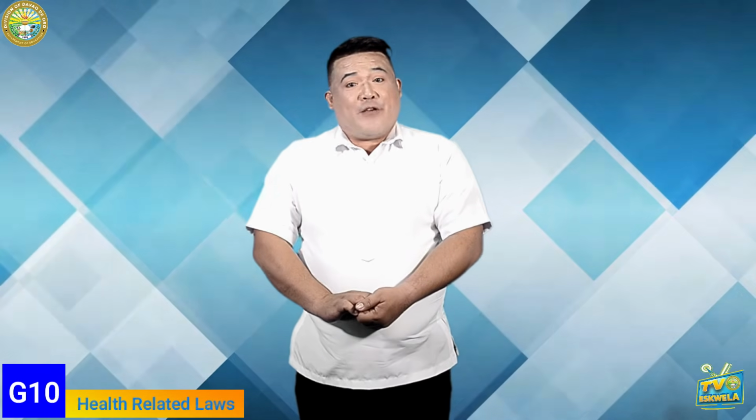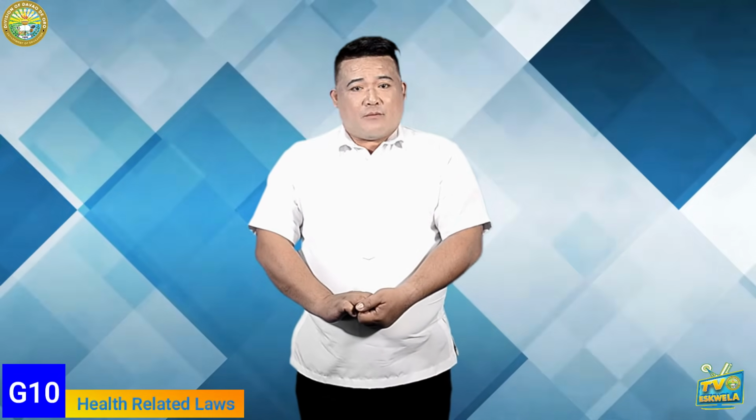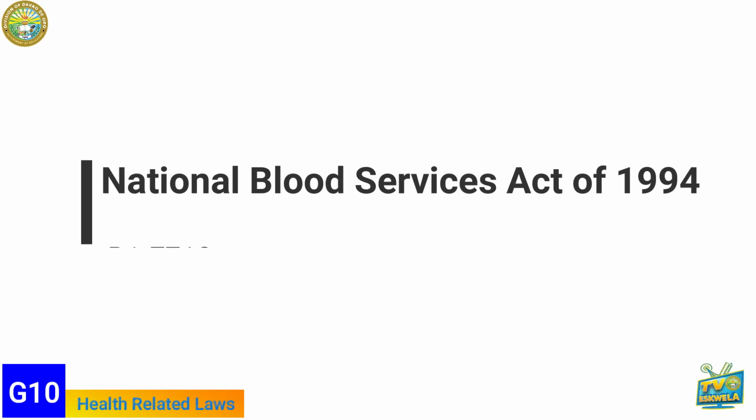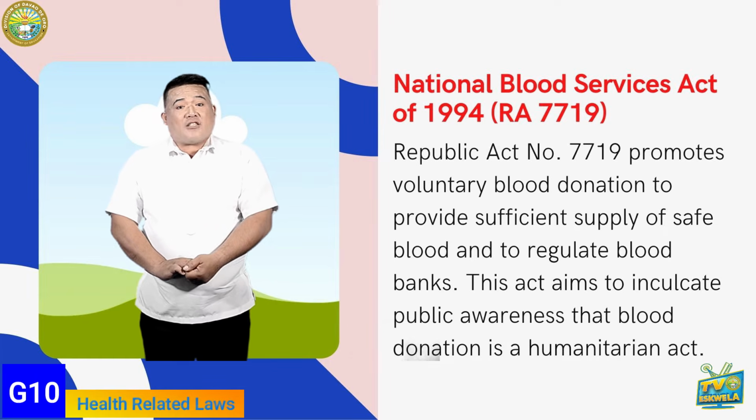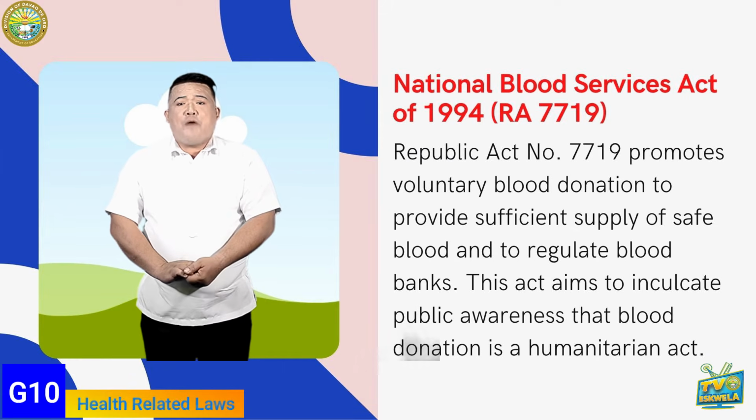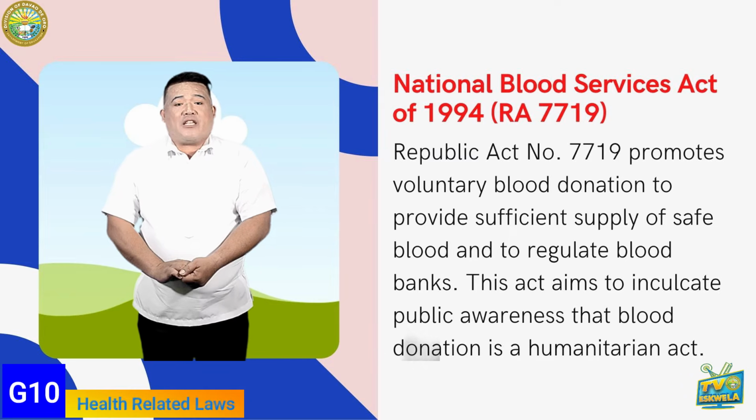Let us continue with the fifth health-related law. National Blood Services Act of 1994, otherwise known as RA 7719. Republic Act Number 7719 promotes voluntary blood donation to provide sufficient supply of safe blood and to regulate blood banks. This act aims to inculcate public awareness that blood donation is a humanitarian act.